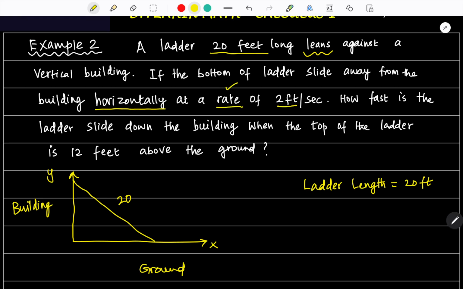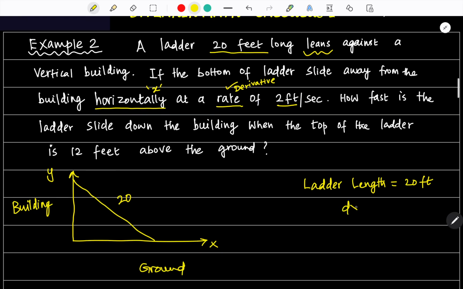Derivative. 2 feet. Rate means what? Derivative. Keep that in your mind. So horizontally means what? The x direction, the x derivative. So what is given? dx/dt is equal to 2 feet per second.